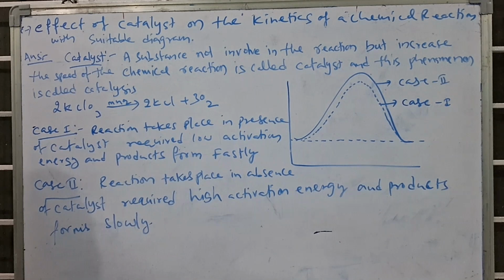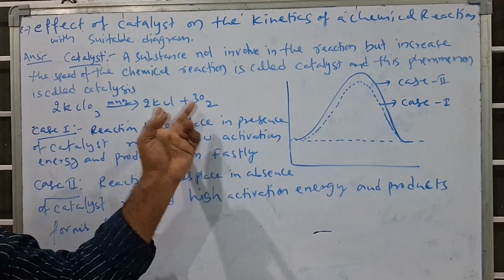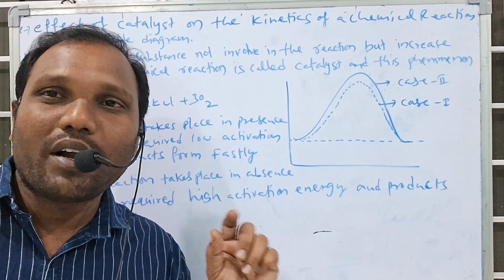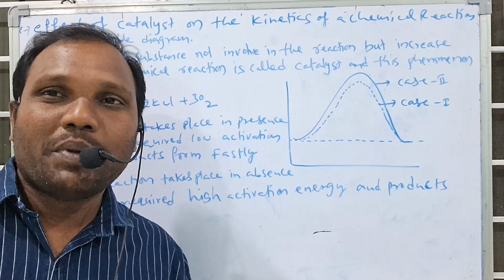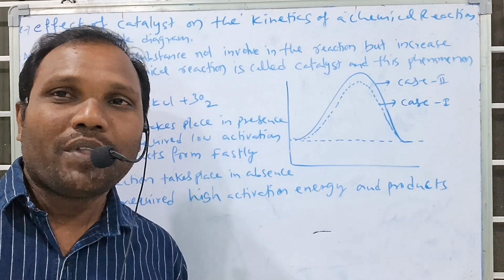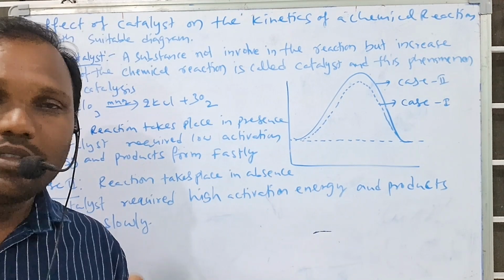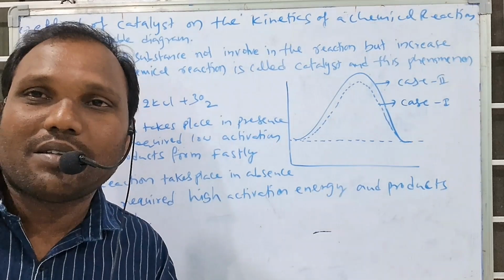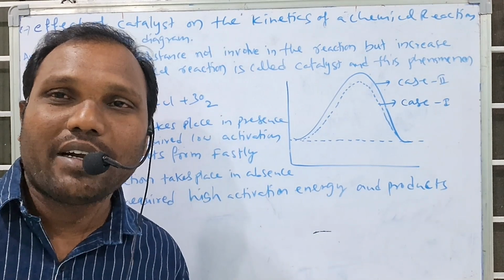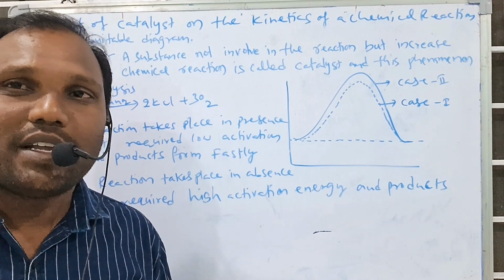For example, take potassium chlorate in the presence of manganese dioxide, forming potassium chloride and oxygen. Only the reactant's components are formed here. A substance not involved in the reaction but increasing its speed is called a catalyst, and this phenomenon is called catalysis. So in this reaction, manganese dioxide is the catalyst.